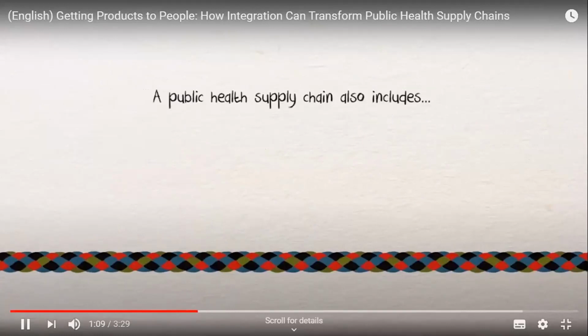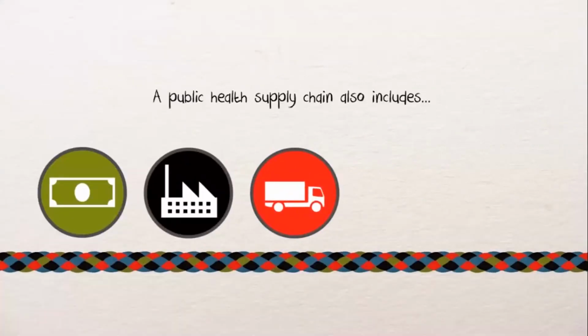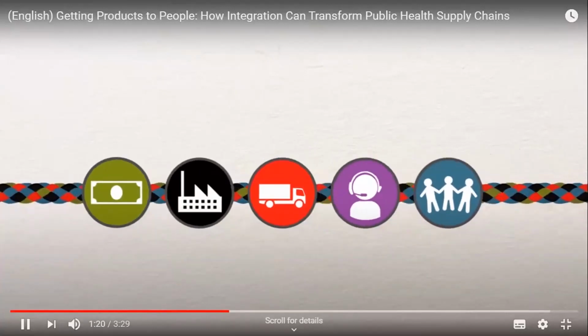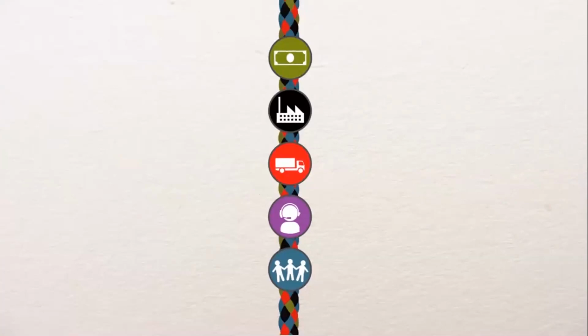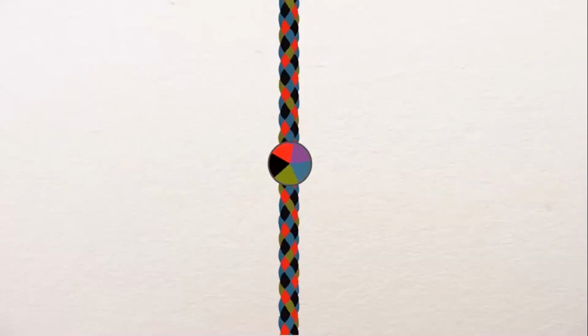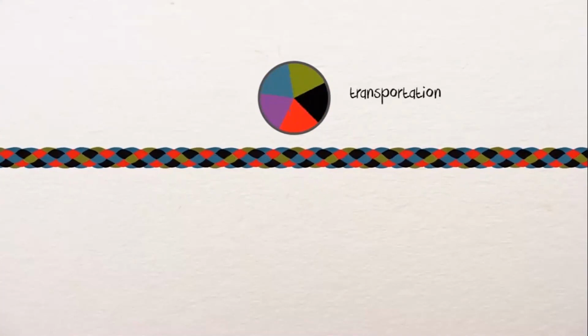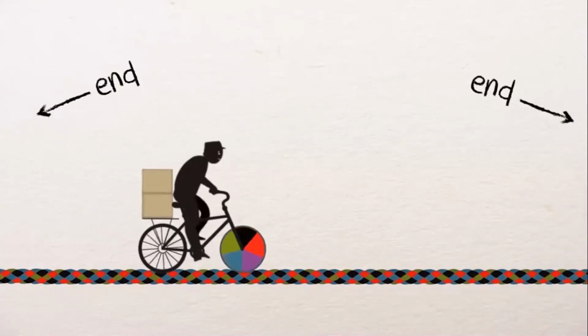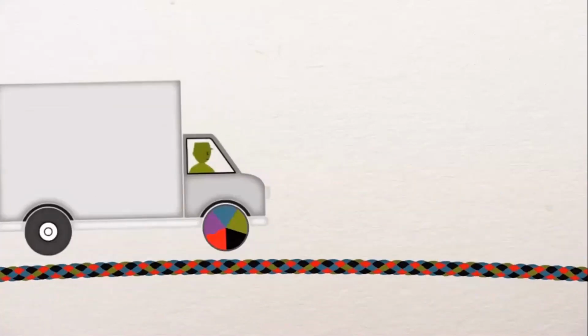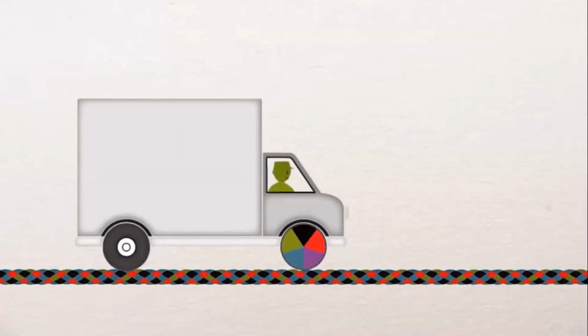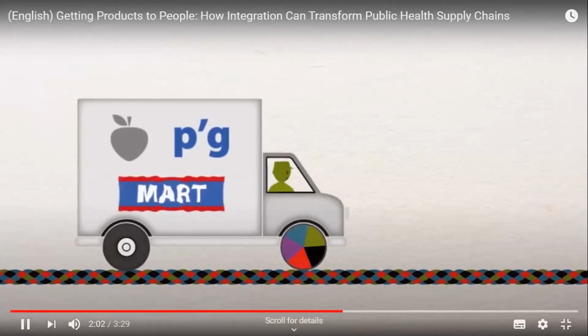A public health supply chain also includes funders, manufacturers, distributors, procurement agents, and private sector partners. This great variety of people and organizations become connected from the top to the bottom of the supply chain. They agree to work together towards a common goal, understanding the role each of them plays in getting products to people. They share and use information about demand, need, inventory, and transportation, so their activities are coordinated and all supply chain partners perform well. An integrated supply chain is strong from end to end, yet has to be flexible and dynamic to adapt and respond to unanticipated changes or challenges in the environment. This end-to-end integration has transformed the way commercial companies like Apple, Procter & Gamble, and Walmart operate their supply chains.